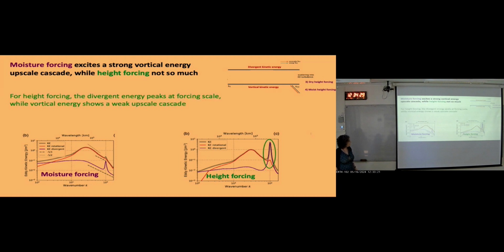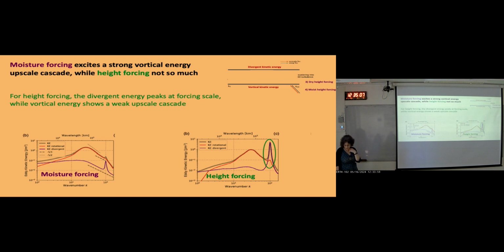And for height forcing, we say it's less efficient in exciting an upscale cascade because still the peak, at least in divergent energy, the strongest energy, is at the forcing scale here. It just excites divergence very strongly, and the divergent energy doesn't cascade upscale. But there is some upscale cascade of the vortical energy, though it doesn't exceed the peak at the forcing.